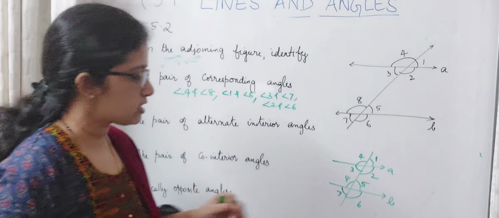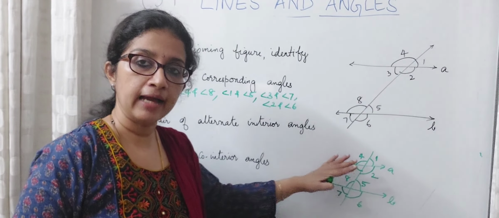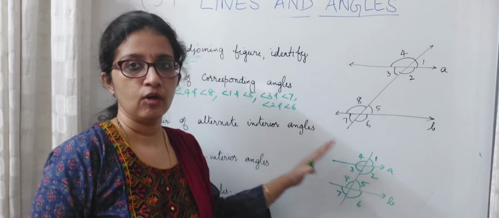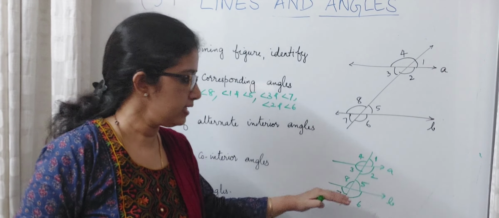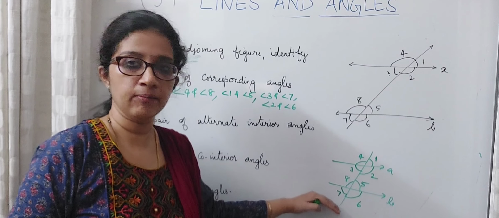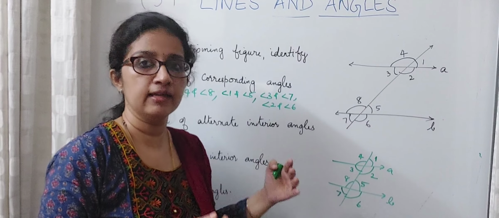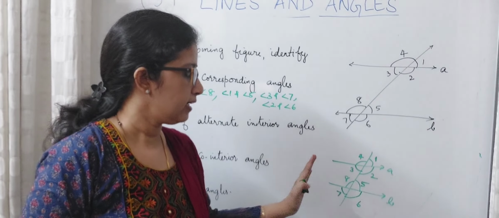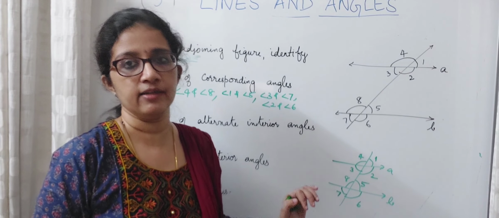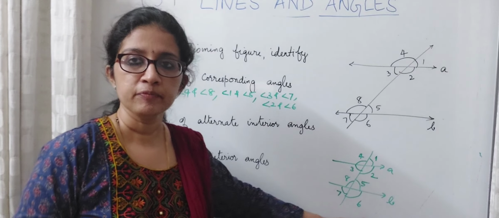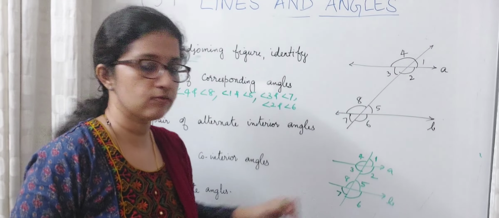Okay. So you just have to see both the parallel lines and which are all the angles which are in the same position of the two parallel lines. That is, if one is towards the bottom of the first parallel line, second one should be towards the bottom of the second parallel line. And to the same side, if it is in the left side, the second angle should also be in the left side. If it is towards the right side, the second angle also should be towards the right side. Okay, so that is the definition for corresponding angles. So these are the pairs of corresponding angles in this figure.